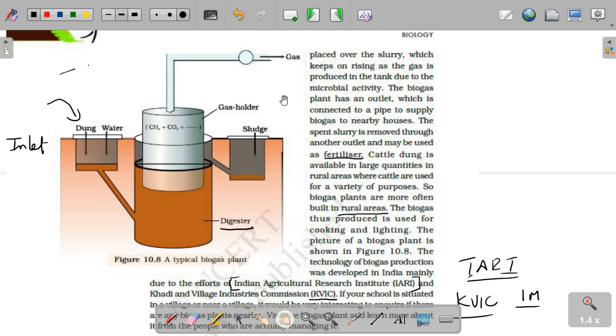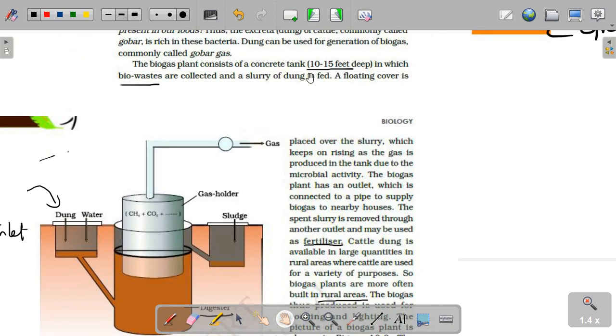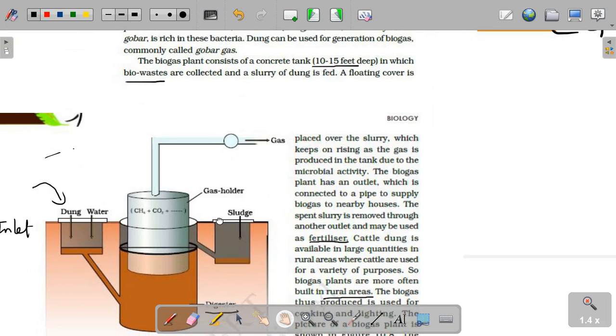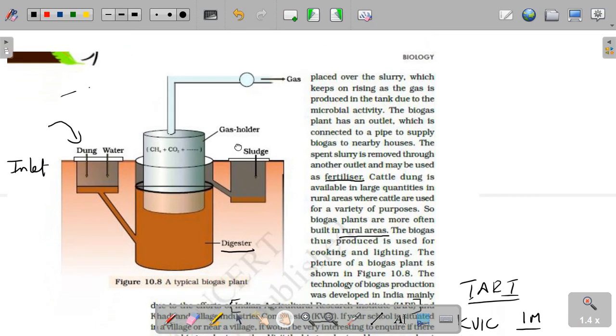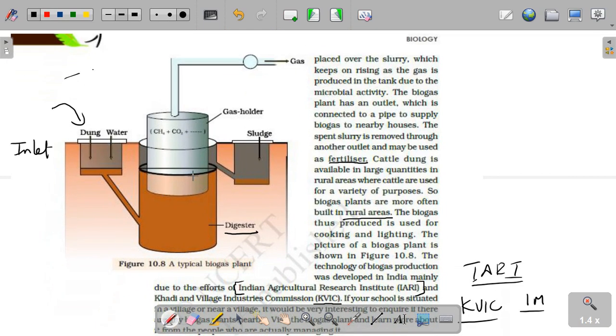Remember, the pit must be 10 to 15 feet deep in the soil and must be able to hold the bio waste like a slurry of dung. Once it goes inside, it should be covered without allowing air to pass in, so that means creating anaerobic conditions. So this digester holds the dung and water for a longer period, and without supply of oxygen, the methanogens present in the dung start producing gas. The gas will be collected into this gas holder. There is no way gas can pass through, but it can go into the gas holder.